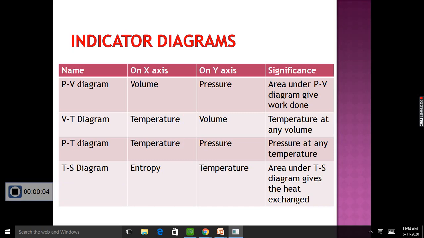These are the indicator diagrams. Indicator diagram indicates a thermodynamic process by plotting any two of the thermodynamic variables. We know that a thermodynamic process is a change of state of the thermodynamic system, and this change of state is achieved by a change in any one of the thermodynamic coordinates.